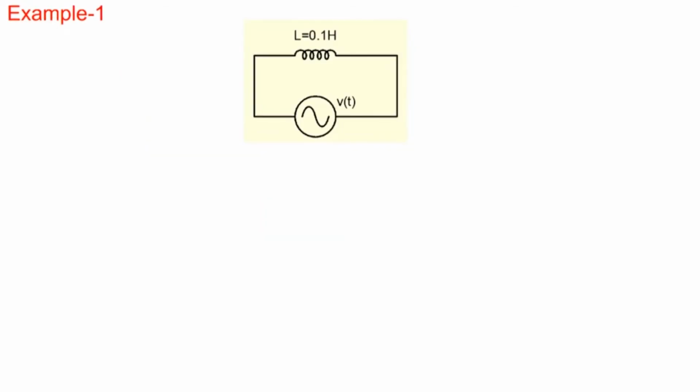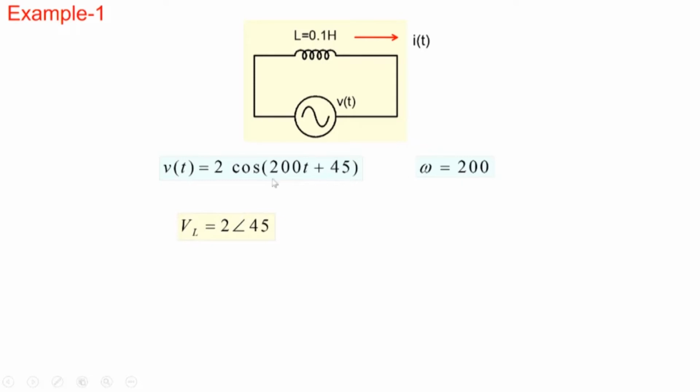All right, so let's apply this to some very simple example here. Let's say we are given a circuit, an inductor excited by a sinusoidal source, and we want to know what is the current flowing through it. And let's say we are given the voltage here. Voltage is 2 cos of 200t plus some phase, 45 degrees. So the first thing we note is that the moment you're given a sinusoidal signal, the first thing you should do is identify the angular frequency omega, which is 200 here. And therefore, in the phasor form, the signal can be represented as 2 angle 45 here, right?